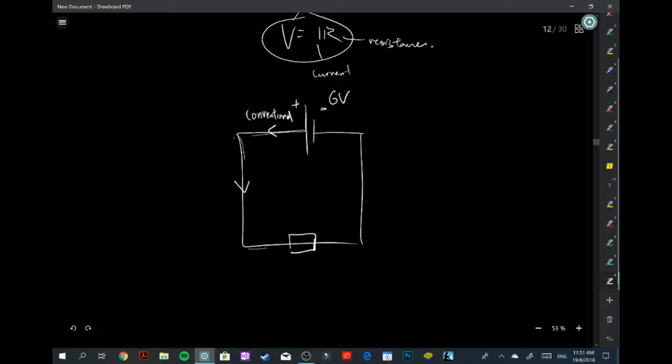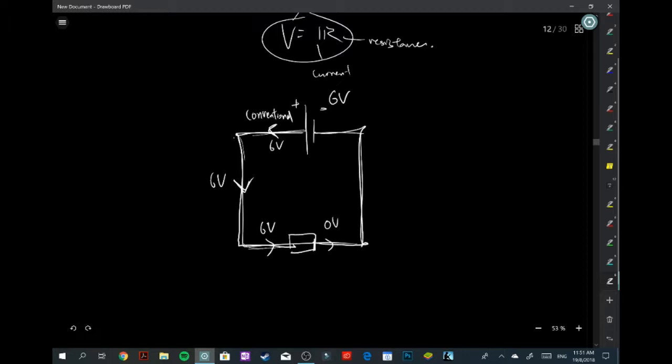But anyway, let's say I have current flowing through here. At each point along this wire, the energy it carries is still 6 units because it has not passed through any component. Only when it passes through this component, it will use up the energy. In this case, it will use up everything because there's only one component here. So it will continue flowing back.